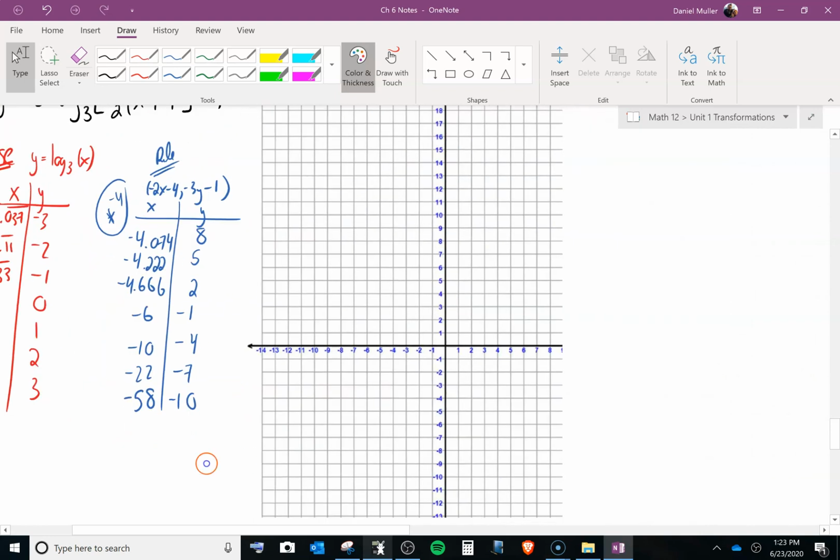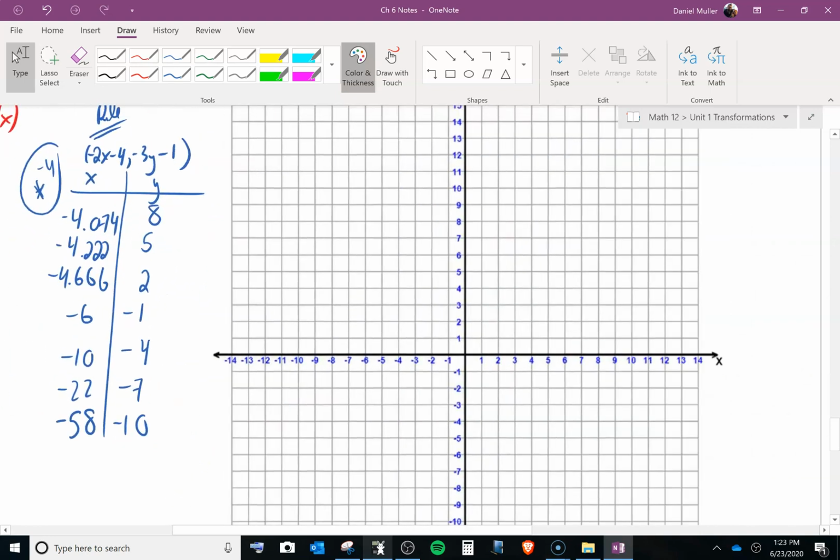So anyways, we can plot all of those points now. Obviously I can't do the first one, and I can't even do the second one, negative 22. So the first one I can do is negative 10 and negative 4. And then negative 6 and negative 1. And negative 4.66, so this is negative 4, 4.5. Negative 4.66 is 2. And negative 4.222 is 5. And really close to negative 4 is going to be 8.